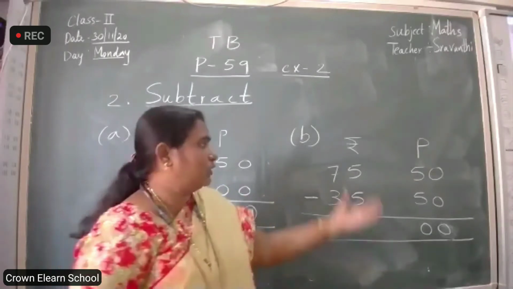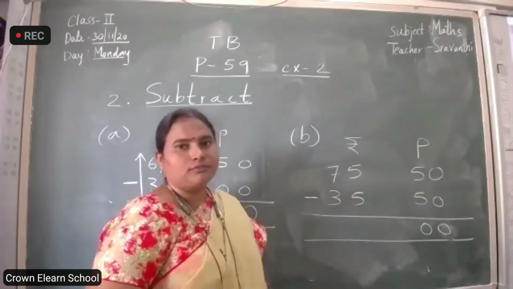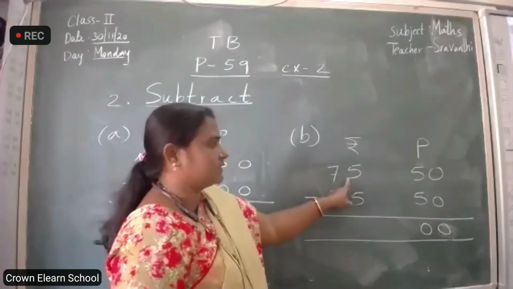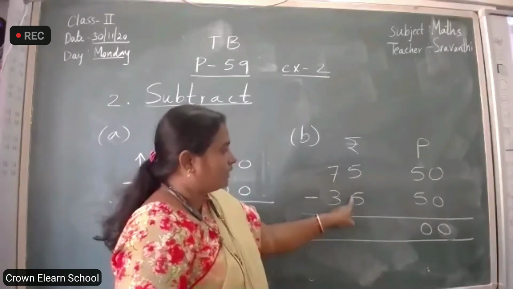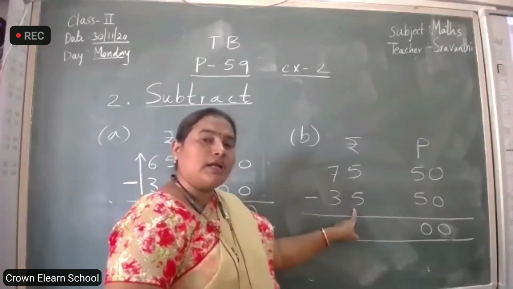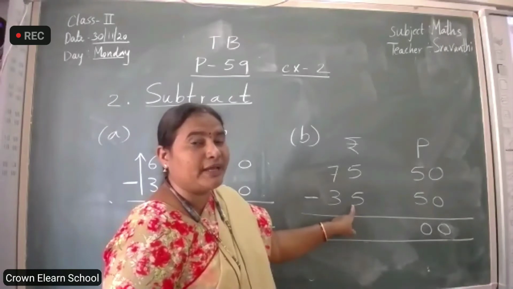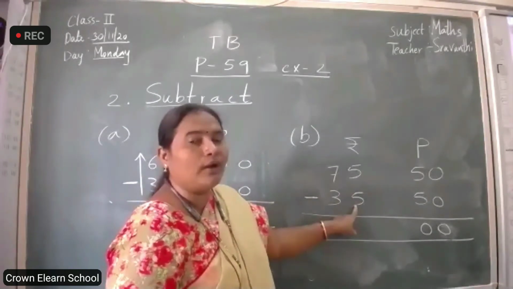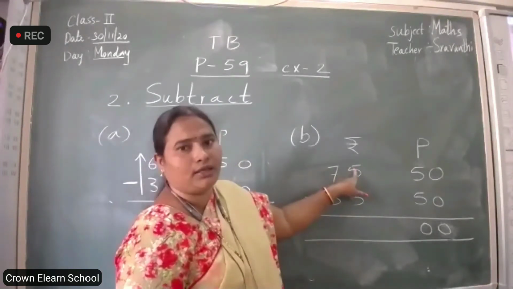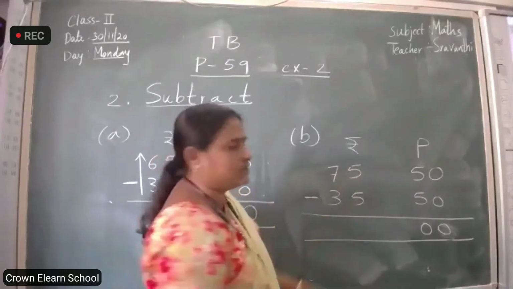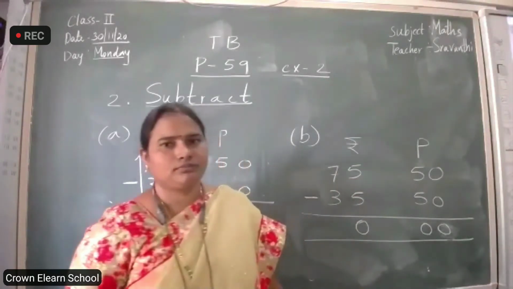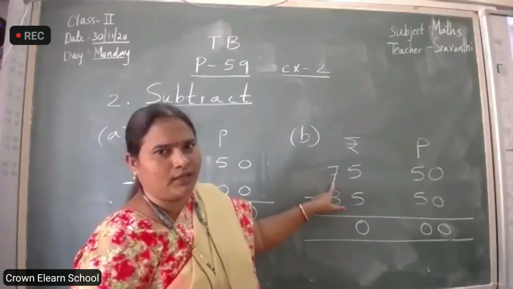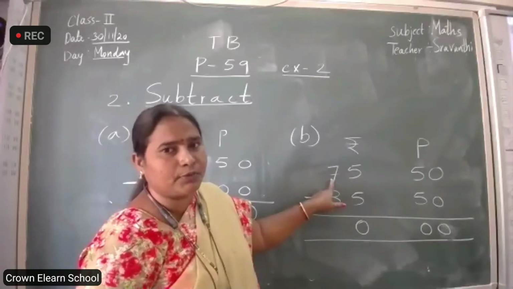Now let us go to the rupee column. Here 2-digit numbers are there. 75, 35. So let us subtract the ones place. 5, 5. Here also which property? Subtraction of the same number. 5, 5. Okay. When you subtract 5 from 5, what do you get? 0. Are you writing neatly in the textbook?